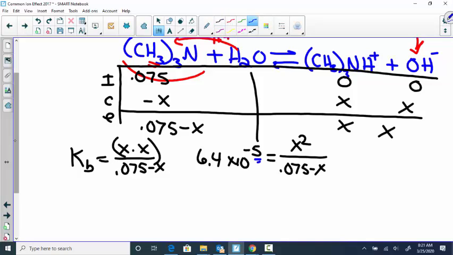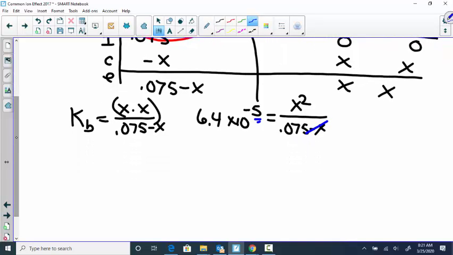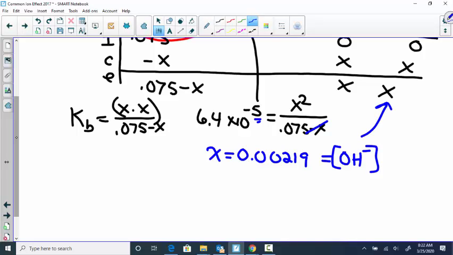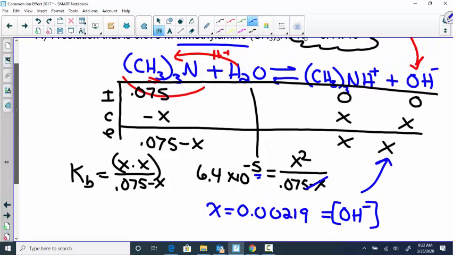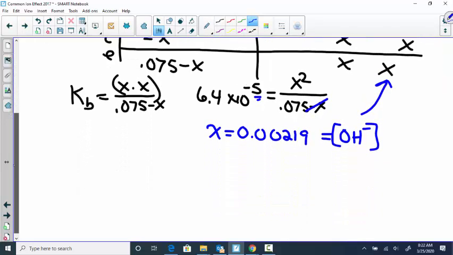This is 10 to the minus 5th, so that X doesn't matter. And now you can do the math here and solve for X. And I actually want you to do that. Pause the video, solve for X, making sure you're doing that correctly. X here comes out to be 0.00219. And then you just need to remember that that X is the OH minus concentration. Okay, go back to our chart. X is the OH minus concentration.